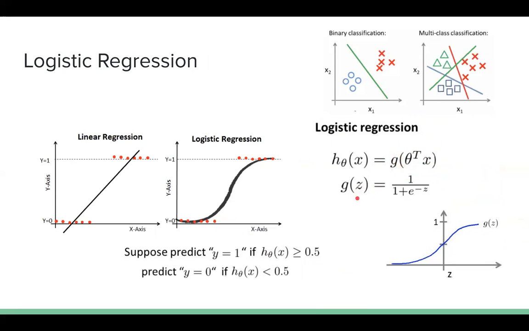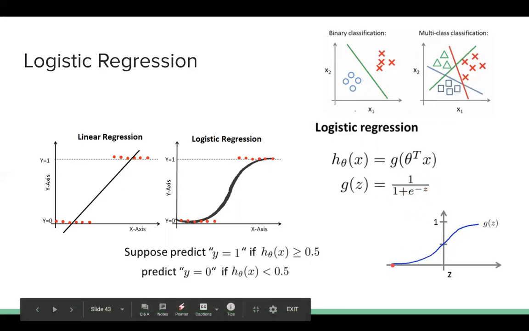So what is this g now? This g is nothing but 1 by 1 plus e power minus z. This is actually a sigmoid function. The advantage of the sigmoid function is that as you keep putting values on this z, you will find that the curve is something like this. At z equals 0, this function will give you 0.5.